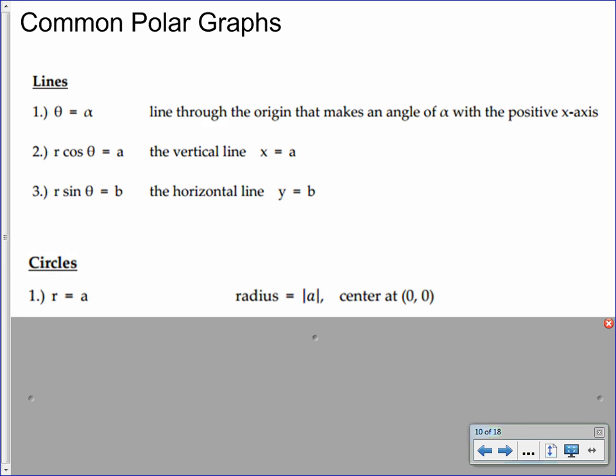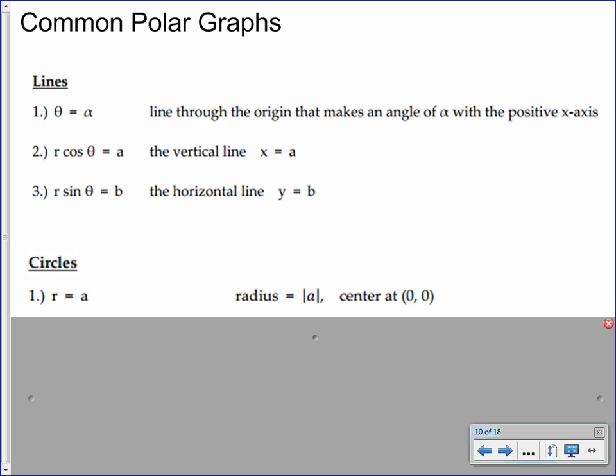So r equals a would mean our radius is consistent throughout, so we are centered at the origin, and our radius is the same no matter what angle we are. We're centered at 0, 0, and if that's r equals 5, then you have a radius of 5 everywhere. Let's think back to the example that we did before that.